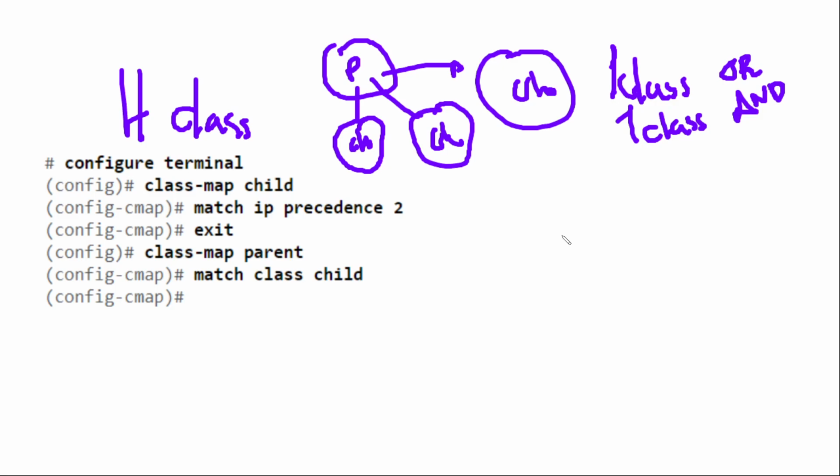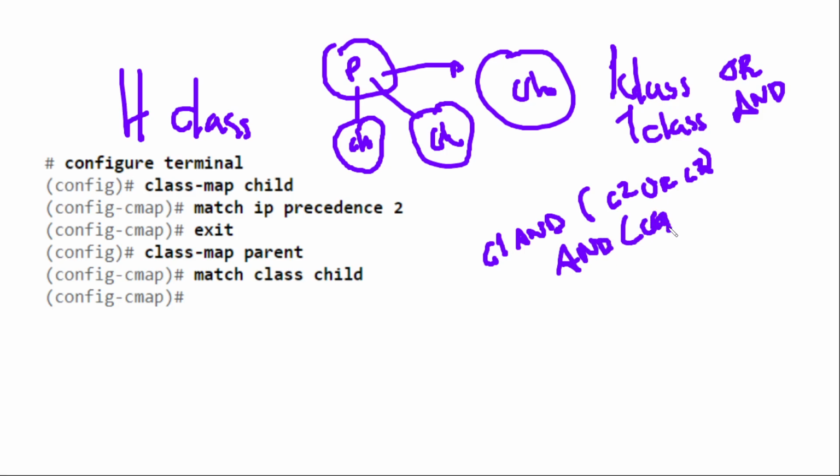So if you want to achieve a more complex logical condition, when you have a condition 1 and condition 2, or condition 3 and condition 4 or condition 5, so this will be a really complex condition for a class map that you cannot achieve in a single class map. You can use hierarchical classes in order to achieve conditions such as this.